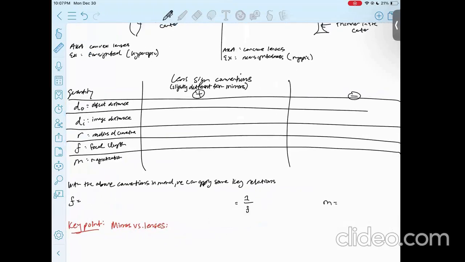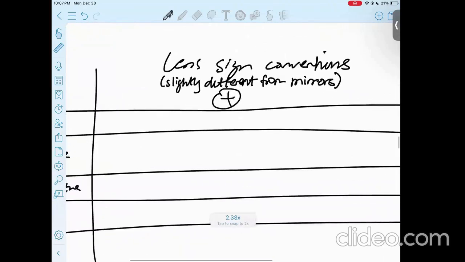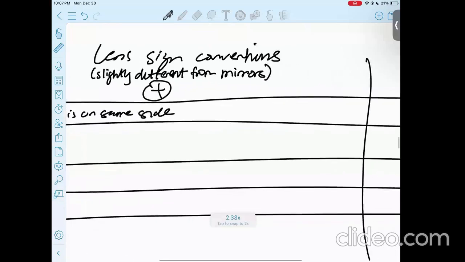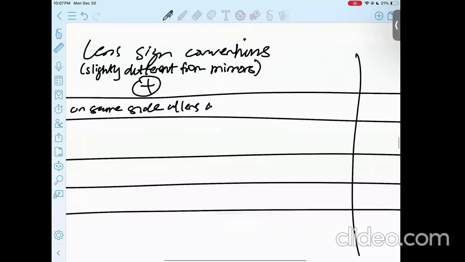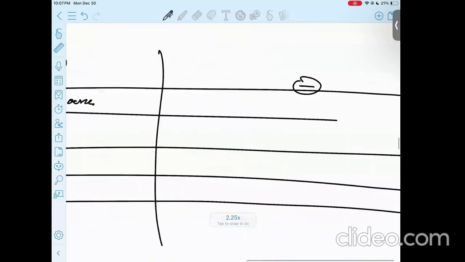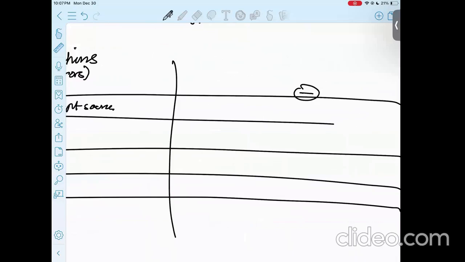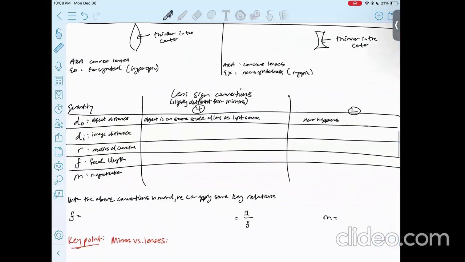Okay, so let's go ahead and go through this table. So if the object distance is positive, then the object is on the same side of the lens as the light source. Now you don't really have a negative object distance as before, so I'll just say never happens. But if it did happen, it would mean that the object is on the opposite side of the lens from the light source.